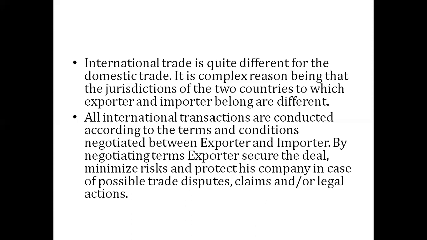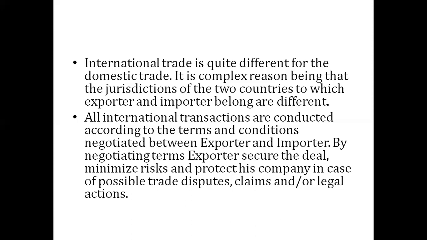So these documents are prepared once the importer and exporter have agreed on certain conditions. Okay, by negotiating terms, exporters secure the deals. Okay, it is clear. They minimize the risk and protect their company in case of possible trade disputes, claims, or legal actions. Why are we entering into a contract?